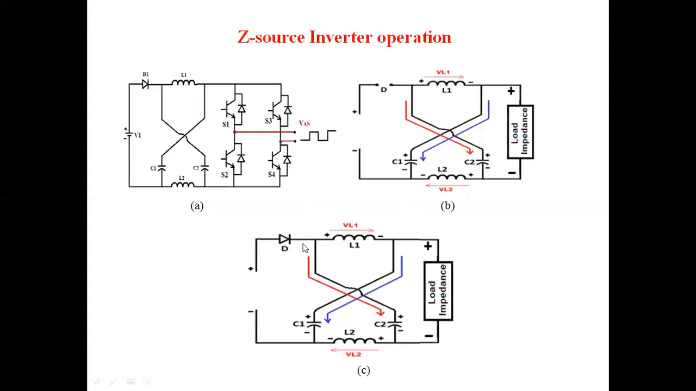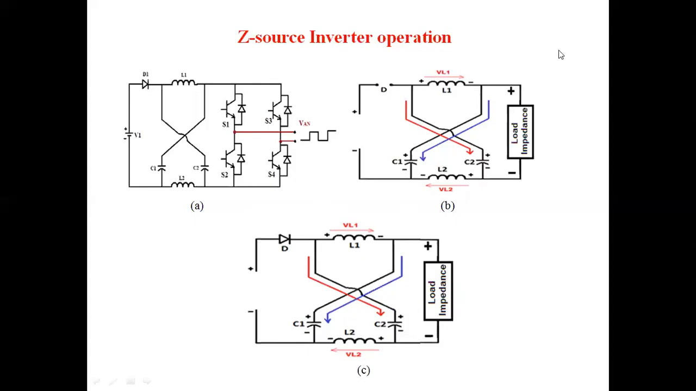During the non-shoot-through mode of operation, what will happen? Same as a normal inverter operation, either the S1 switch or the S2 switch in the A phase is turned on. At that time the inverter is operating as a normal VSI inverter.